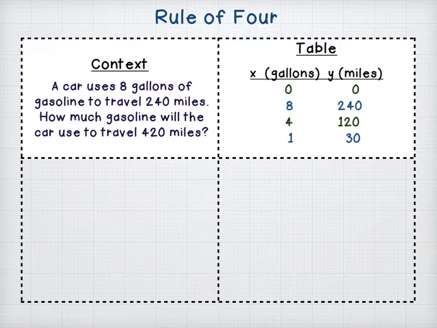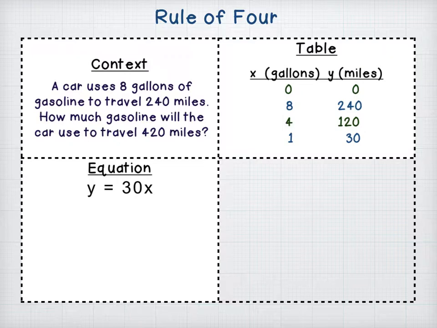Using the given information, if I cut both of those in half, 4 gallons of gas, I'd travel 120 miles. If I divided those numbers by 4, it says for 1 gallon of gas, I'd travel 30 miles. And that's going to help me with my equation, y equals 30x, because to get the y value from the table, I multiply my x by 30.